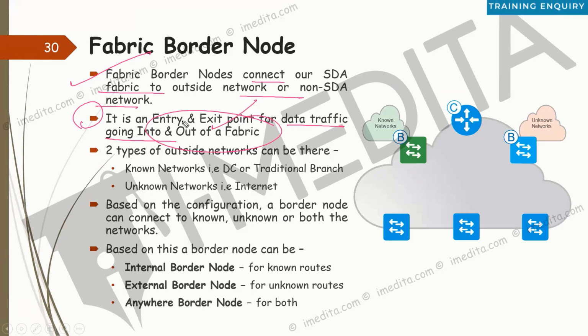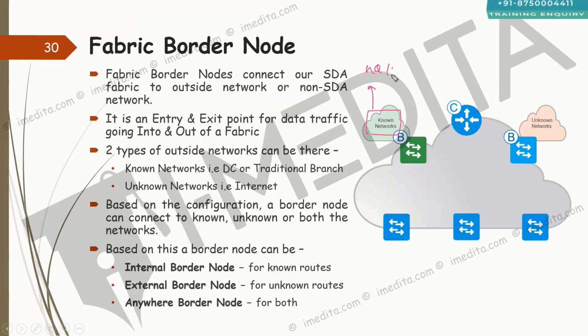Makes sense, okay? There are 2 types of network where we can connect. We can connect to our known destinations, such as headquarters, data center, branches, all these locations. And then unknown networks, such as internet, public cloud, AWS, Azure, and all those things. So there are 2 types of outside network that we want our SDA network to connect. We can have a known network, such as a data center or a traditional branch. And an unknown network, such as internet or some public cloud.